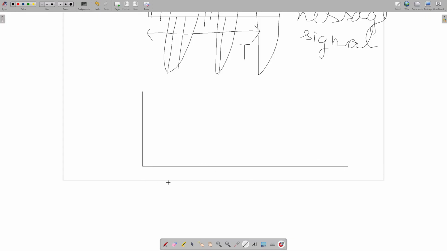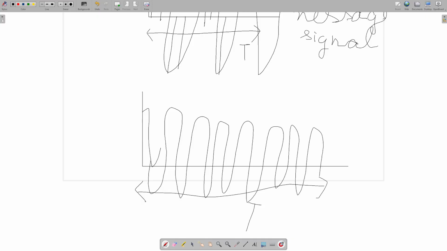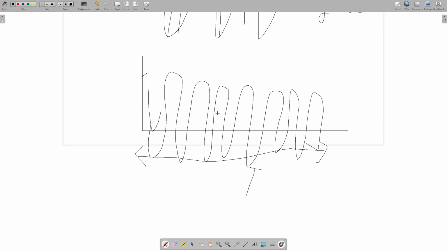Okay, so now you may ask what is a carrier signal. Let me draw at time period t. A carrier signal is basically a high frequency signal. High frequency means that the number of cycles at time period t is more than the message signal. As you can see, there is only about 1.5 cycles at time period t here, but there are many cycles at time period t here. So let me call this the carrier signal.